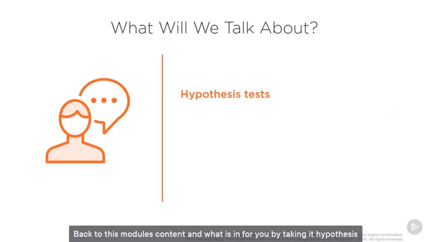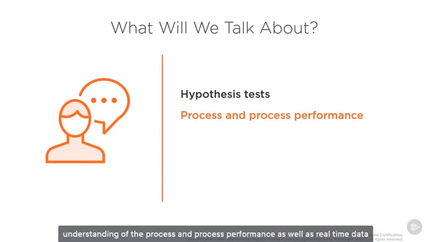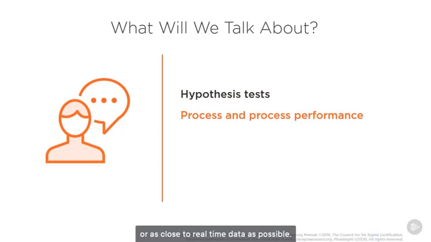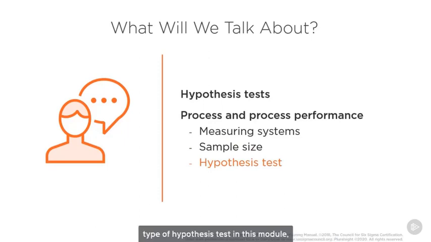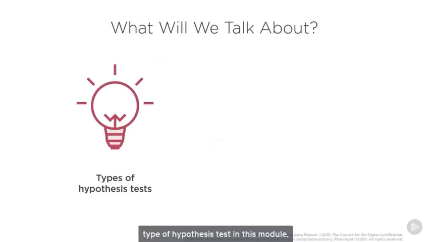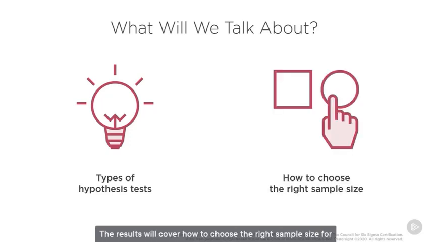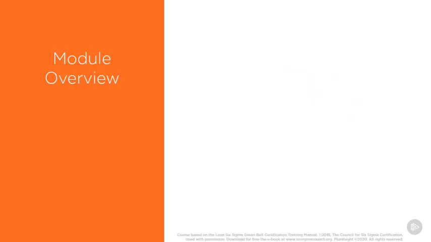Back to this module's content and what is in it for you. Hypothesis tests are statistical tools used to draw conclusions based on data. With a basic understanding of the process and process performance, as well as real-time data or as close to real-time data as possible, Lean Six Sigma teams can draw statistical conclusions that are extremely accurate if they ensure that the measurement systems are good, have the right sample size, and know how to set up the right type of hypothesis test. In this module, we'll talk about different types of hypothesis tests, how to set them up, and how to read the results. We'll cover how to choose the right sample size for various data types and hypothesis tests. You can also run some tests in Excel using the analysis toolpack you previously downloaded.